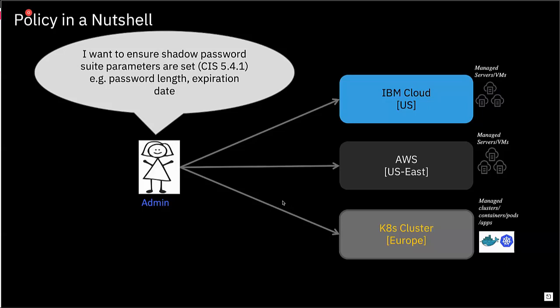So this will be applied for the VM world, whether it's a VM delivered through IBM Cloud, AWS, or VMware vCenter, and it could also apply to the new world Kubernetes cluster environment. So next chart, please.